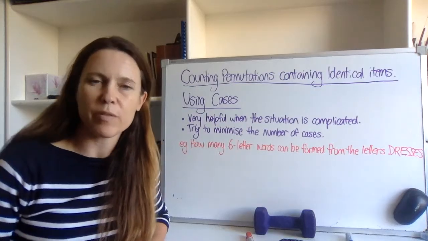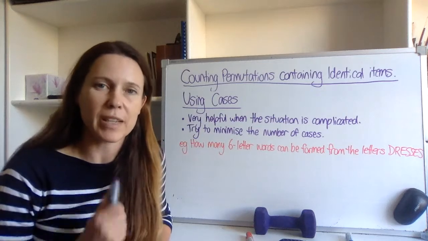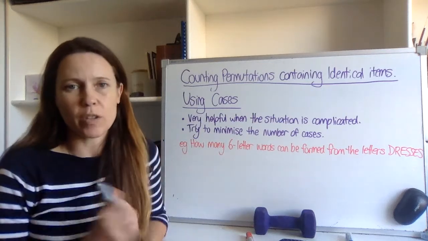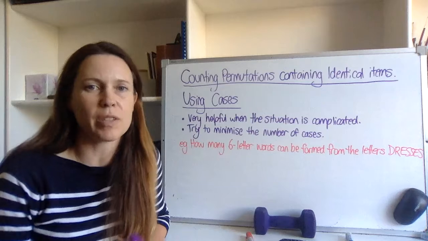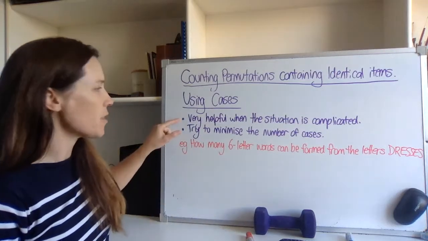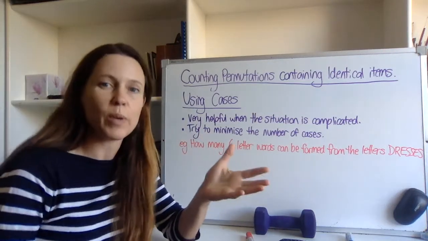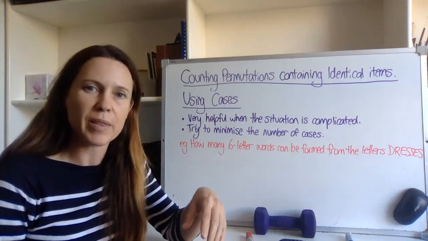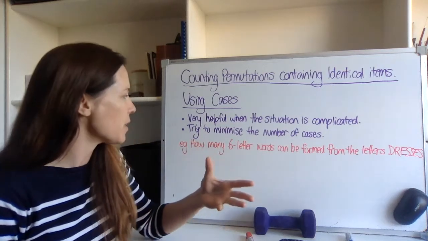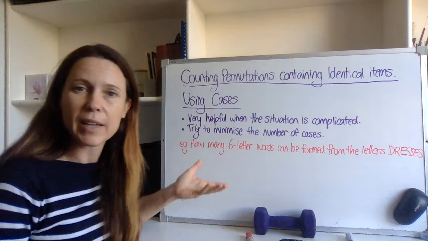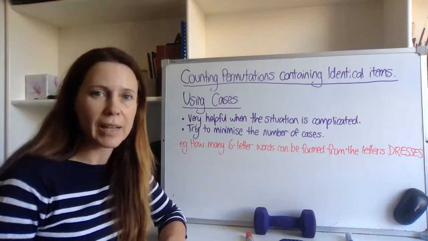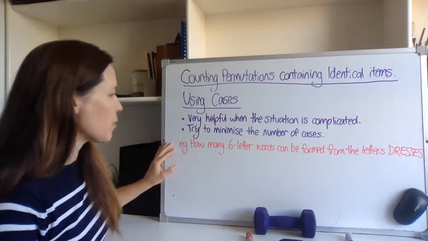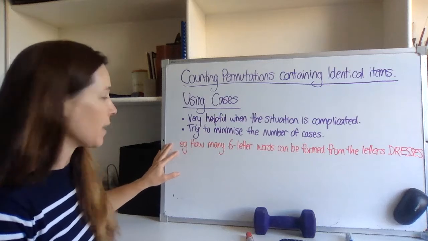Some questions involving counting permutations that have identical items in them will just be too complicated to do unless you use cases. So cases are great when the situation just seems too hard and you're trying to do it with a conventional method and you can see that there's great complexity. Try to minimize the number of cases just so there's less things for you to add together. Now, this example is a great one to illustrate how to do this.